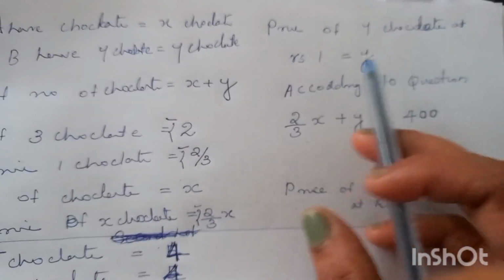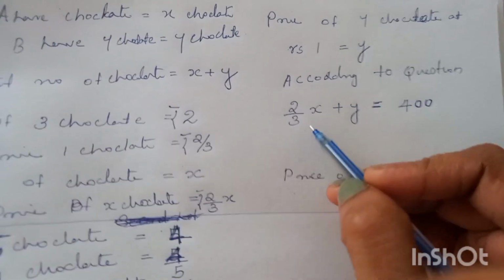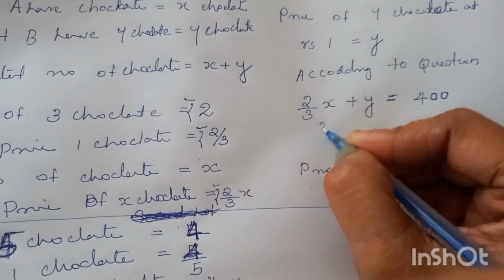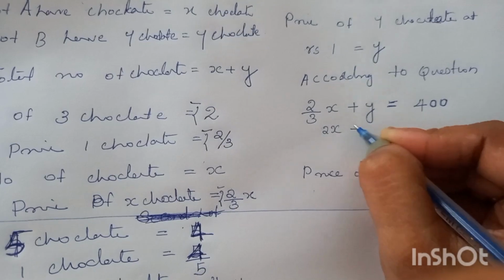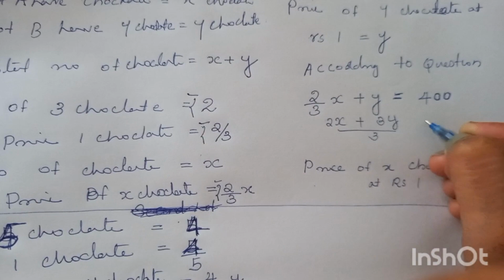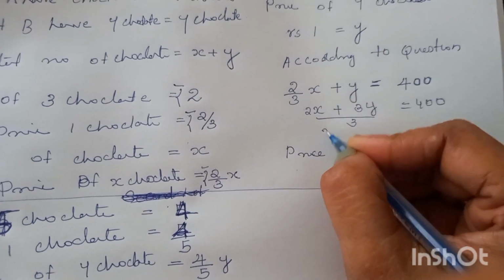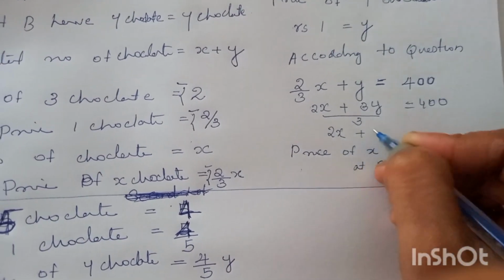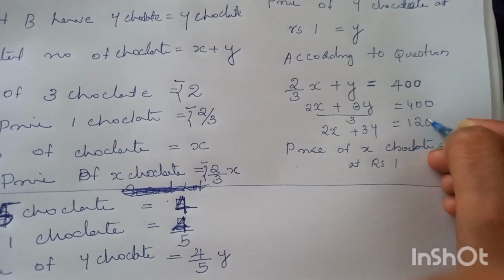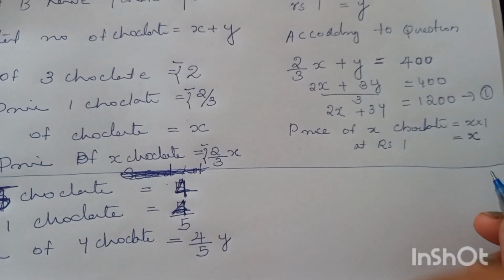Price of Y chocolates at rupees 1 is equal to Y. According to the question, 2 by 3 X plus Y is equal to 400. Then (2X plus 3Y) divided by 3 is equal to 400. So we get 2X plus 3Y is equal to 1200. This is equation number 1.